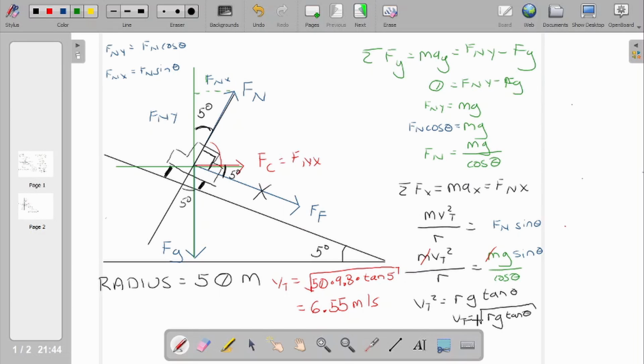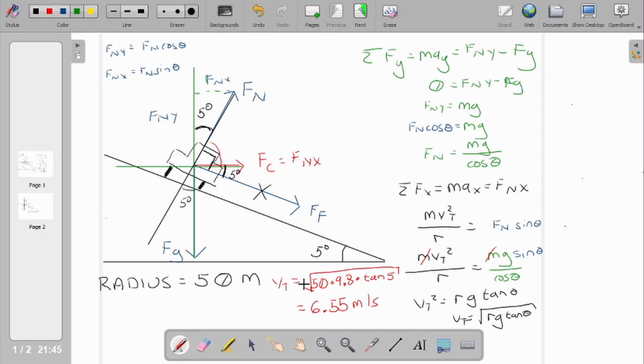I then solve for v, and I get v_t equals the square root of r times g times tangent theta, because sine over cosine is tangent. I then took that over here, plugged in my numbers, used my radius of 50, g of 9.8, and tangent of 5 degrees to get 6.55 meters per second. Or in other words, about 15 miles per hour. And that's before factoring friction.